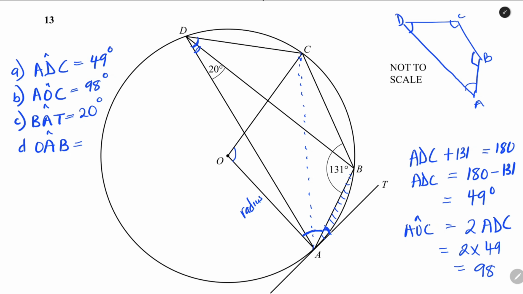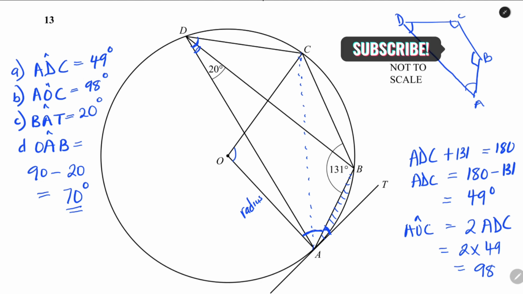We just found that this portion BAT is 20. So what would this portion be? It's going to be 90 minus 20, which will be equal to 70 degrees. So our angle OAB is 70 degrees.